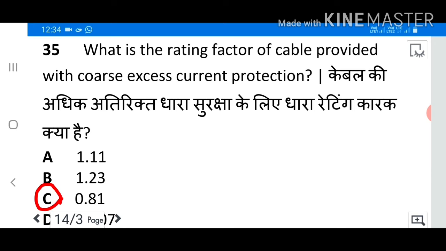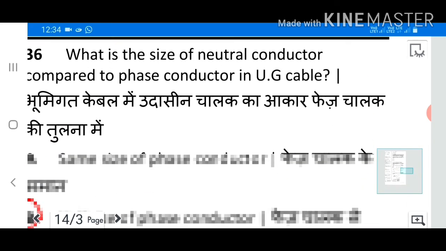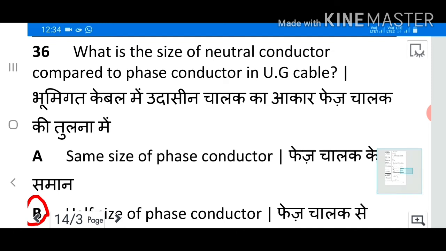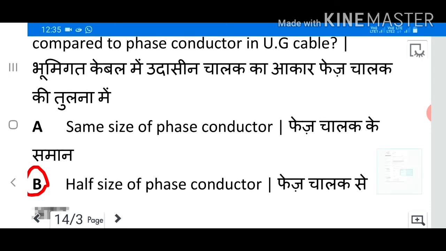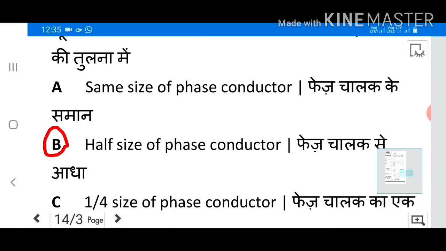35. What is the rating factor of cable provided with coarse excess current protection? Answer C. 0.81. 36. What is the size of neutral conductor compared to phase conductor in underground cable? Answer B. Half size of phase conductor.